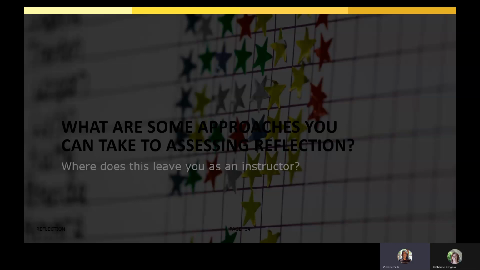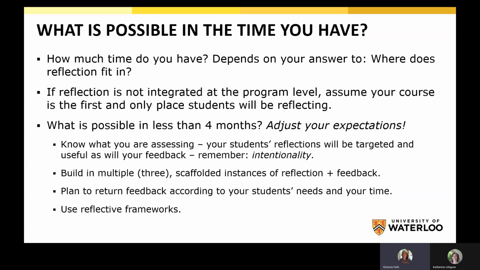So we're going to look at this, and the first question that you want to ask yourself is, what is possible in the time that you have? And the answer to that question really depends on where reflection fits in. So if reflection isn't integrated programmatically for you, it could be a good idea to assume that your course is the first and only place that students will have an opportunity to practice reflection. So that leads you to this question of what can you do with 4 months, which is the length of a term at Waterloo, at least.